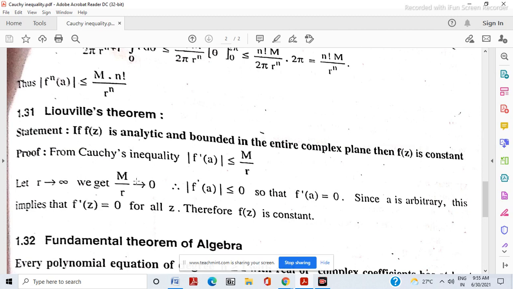Then what you get? M by r tends to 0. Then modulus of f dash a is less than or equal to 0. That means f dash a is 0. But since a is arbitrary, we can write f dash z equal to 0. But f dash z equal to 0 means f of z is constant.